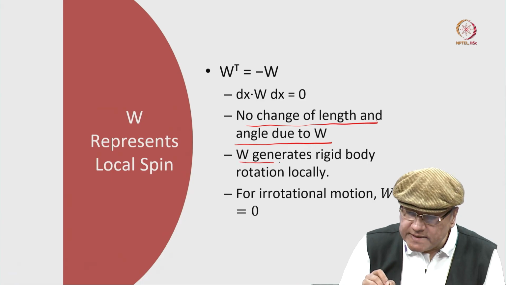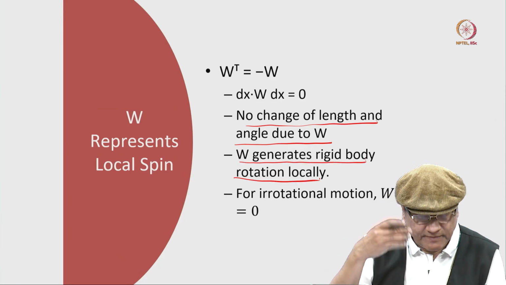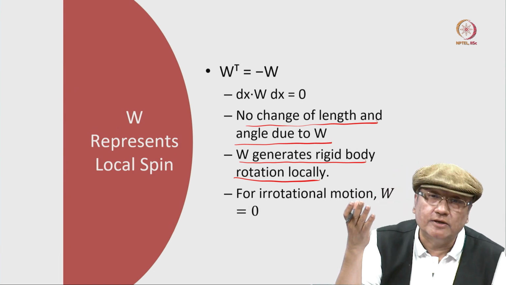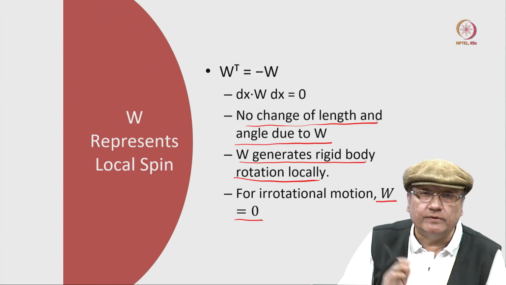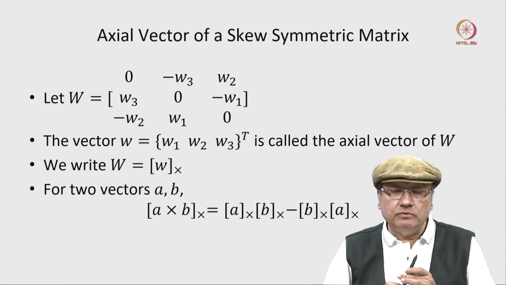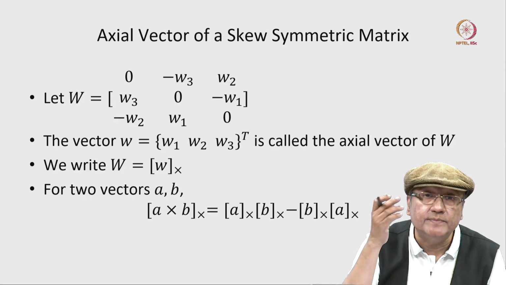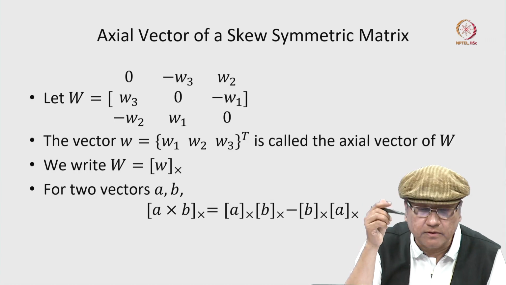So W is a local generation of rigid body rotation. If the motion is known to be rotational, completely rotational, then W can be set to 0 if you know it a priori. So now let us quickly talk of the skew-symmetric matrix a little more, because we will be using it in our work quite often.